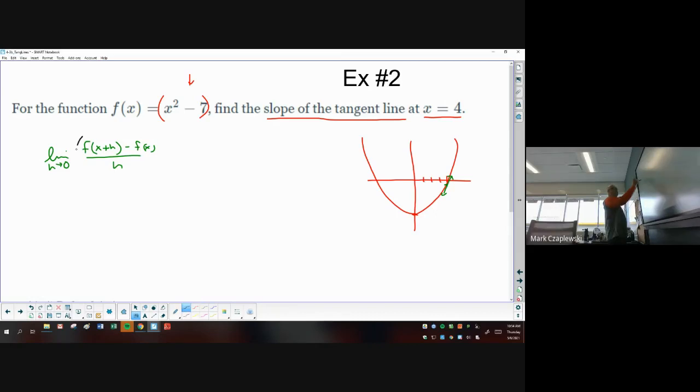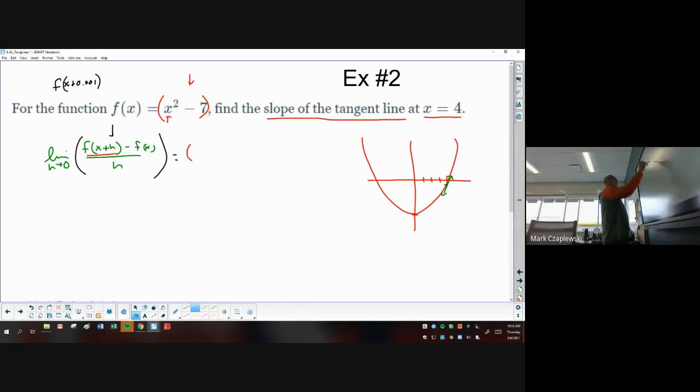By adding the limit, that allows us to not have to estimate and not have to do something like f of x plus 0.001. That's more challenging because of the decimals, but this is going to make your life a little easier. So what you're going to do is find f of x plus h.